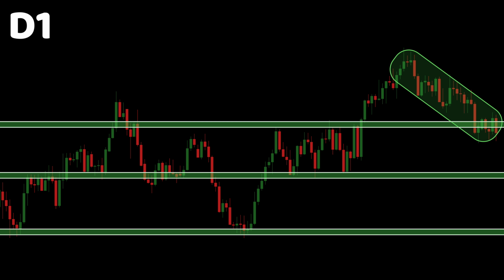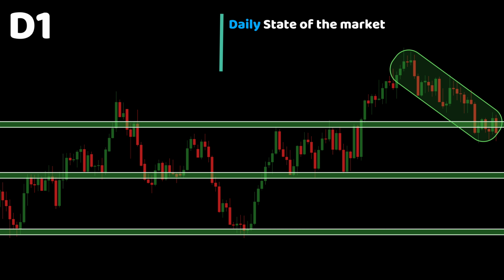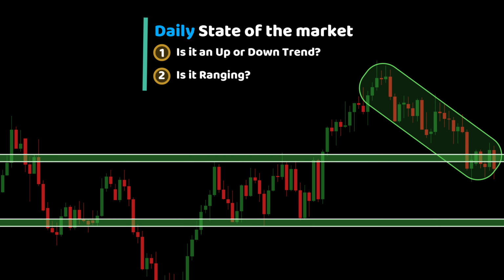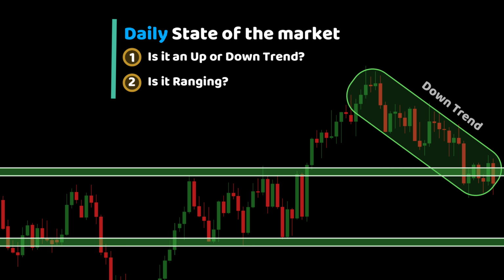The first thing that we need to look for is the immediate trend direction of a daily time frame, which is this part of the chart right here. Here we look for the state of the market, whether it's up or downtrend or ranging, and we can see that the market is in a downtrend if we look at this immediate trend direction.